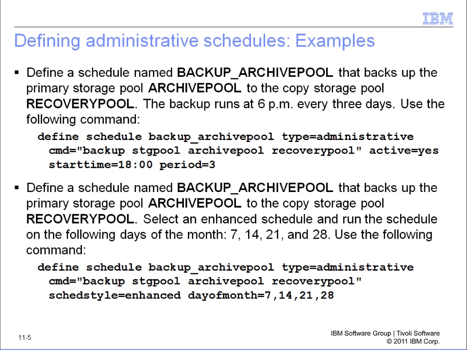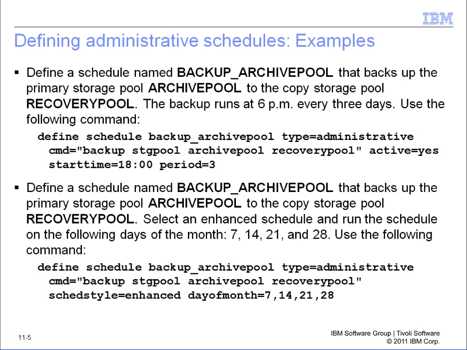every 3 days. So the command will be define schedule, the name of the schedule, Backup Archive Pool, the type equals administrative. Then you say command equals and include the command you're going to run in quotations. In our case, we're going to back up our storage pool archive pool to recovery pool. It is an active schedule, active equals yes. Our start time, 6 p.m. or 1800, and period equals 3. This is every 3 days.